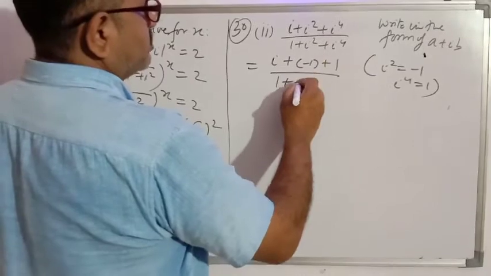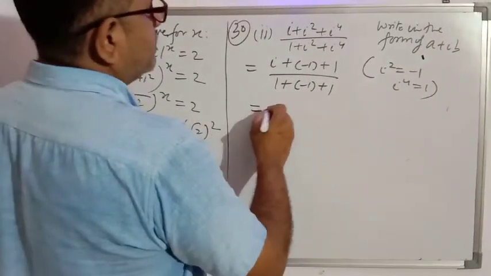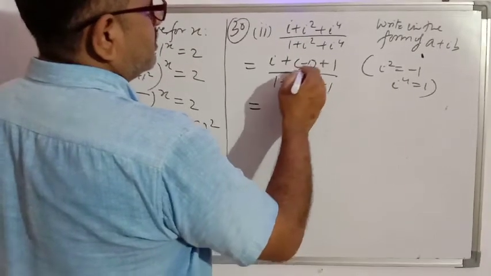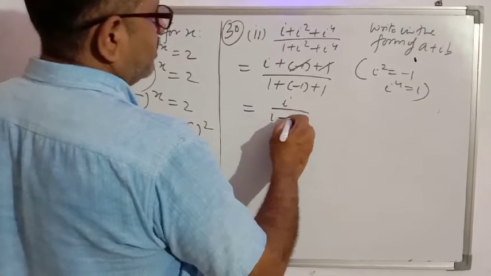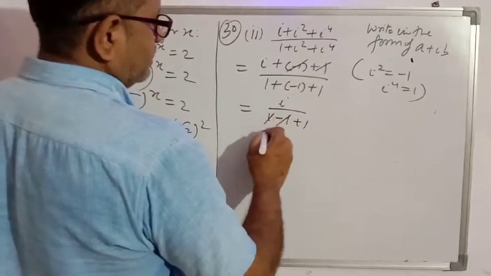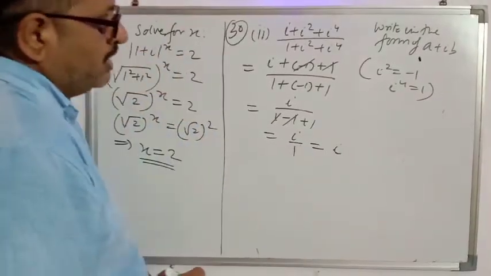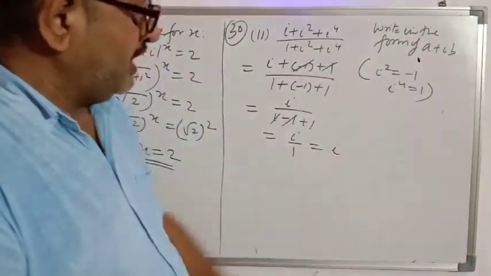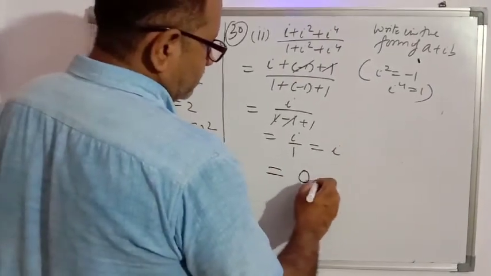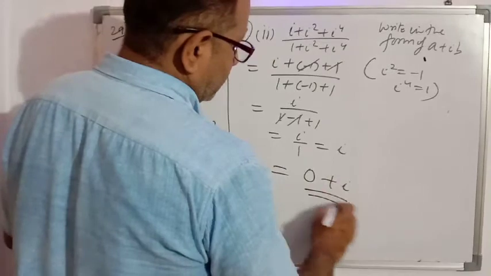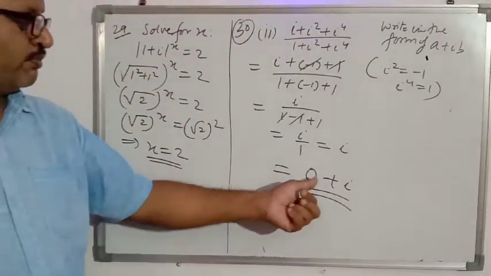1 plus i square is minus 1, i to the power 4 is plus 1. So minus 1 plus 1 cancel. i upon 1 minus 1 plus 1. This is cancelled. i upon 1 means i. We have to write it in the form of a plus ib. It is purely imaginary. The real part is 0 here, so we can express it as 0 plus i.